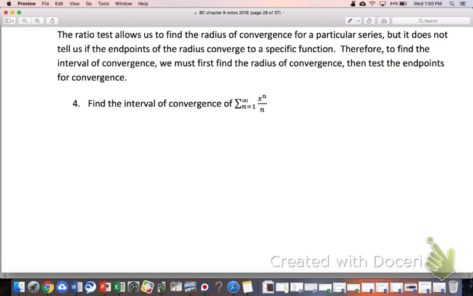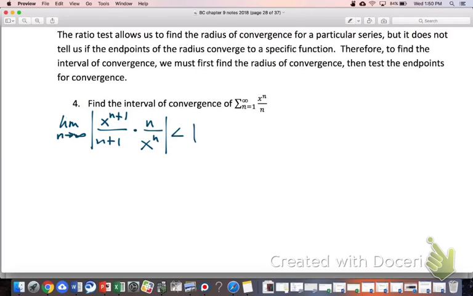So number 4, here's what we're going to do. We're going to do this when we're looking for an interval of convergence. We're going to do this just like we did before and find the radius first. So we're going to say limit as n goes towards infinity of x to the n plus 1 over n plus 1 times n over x to the n is less than 1. So just kind of that standard ratio test setup.